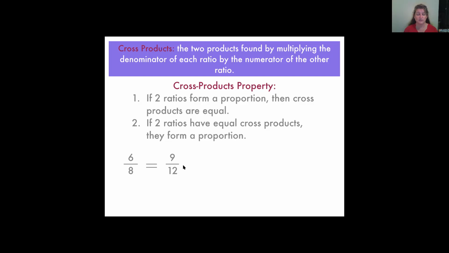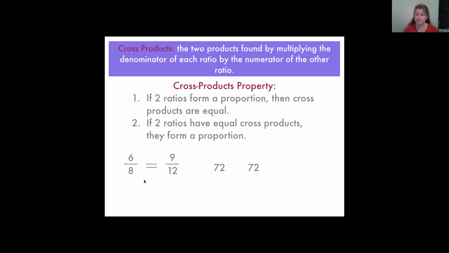All right, so let's see if these ratios are a proportion. So 6 times 12, 72. 8 times 9 is also 72. So your answer is yes, they form a proportion. Pretty simple, right?